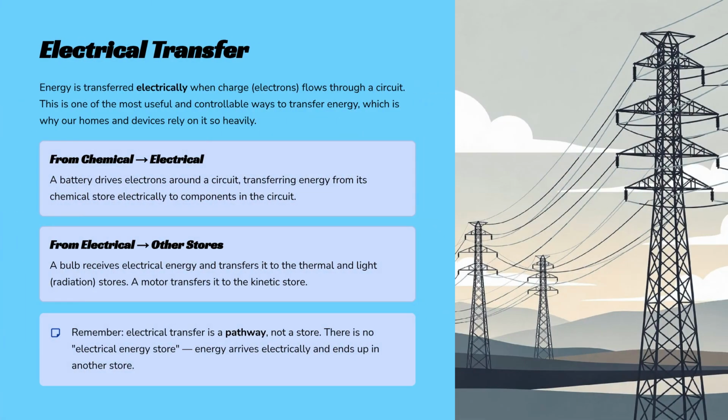Electrical transfer happens when charge flows through a circuit. It's a pathway, not a store. Energy is transferred from a source like a battery to components like bulbs or motors, where it enters other stores.